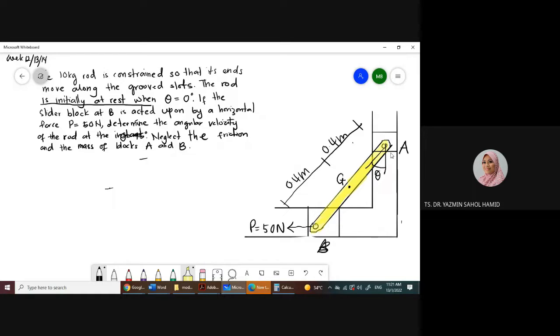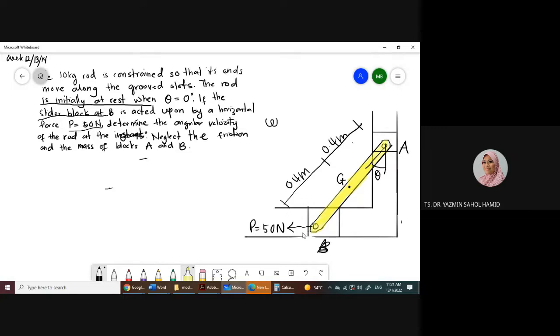The rod is initially at rest when theta equals zero degrees. If the slider block at B is acted upon by a horizontal force P, so there is a slider. Do you understand what a slider means? It allows it to move. It slides, that's why it is called a slider. It is acted upon by a horizontal force P of 50 Newton. Determine the angular velocity, omega.